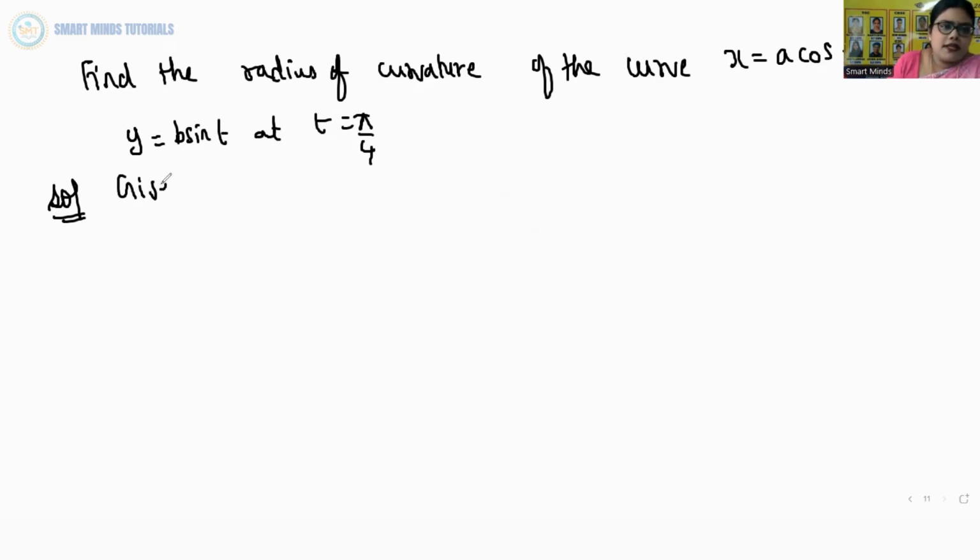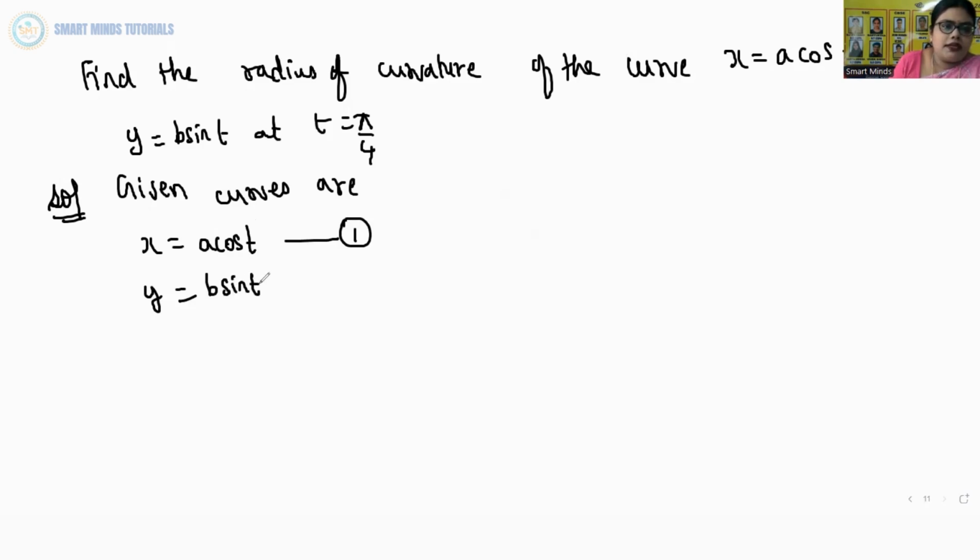So first let's write what the given curves are. So given curves are x is equal to a cos t. This is first equation. And y is equal to b sin t. This is second equation. Now what is the radius of curvature formula?